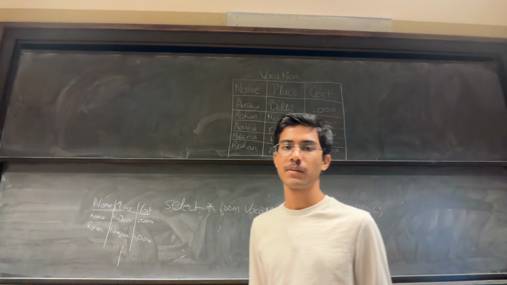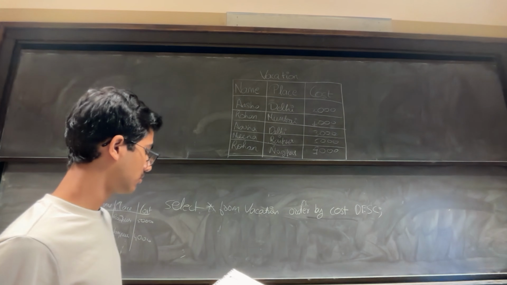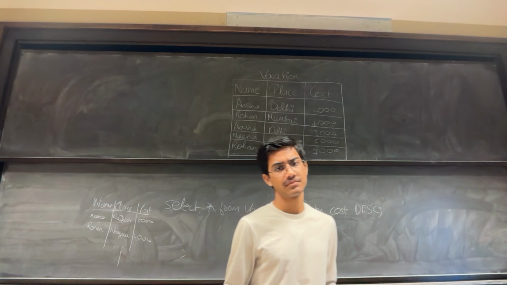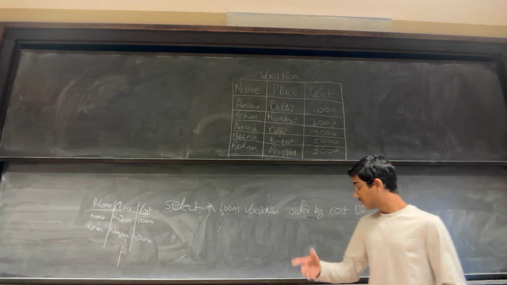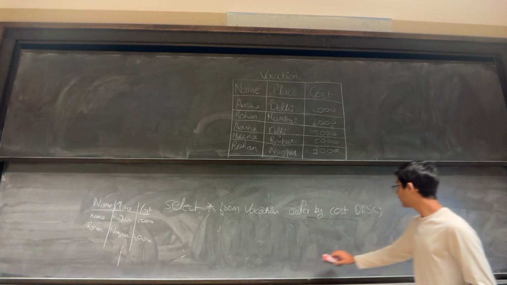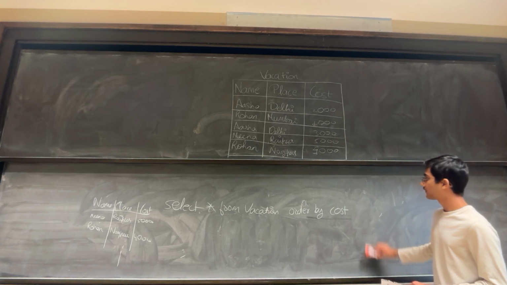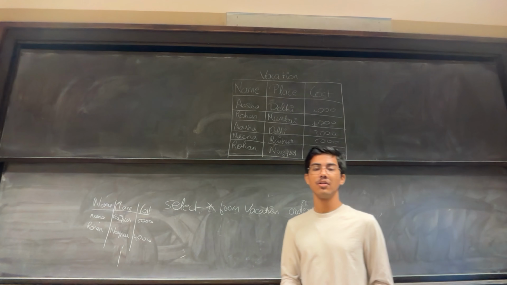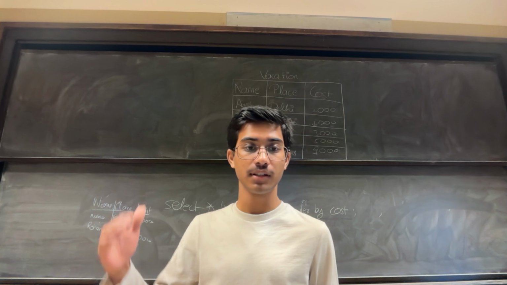Okay, so now that's also done. But let's say now I want it in ascending order. How would I do it in ascending order? Well, the good news for you is for ascending, you can just leave it as order by cost. So by default, the order by function orders everything in ascending order.